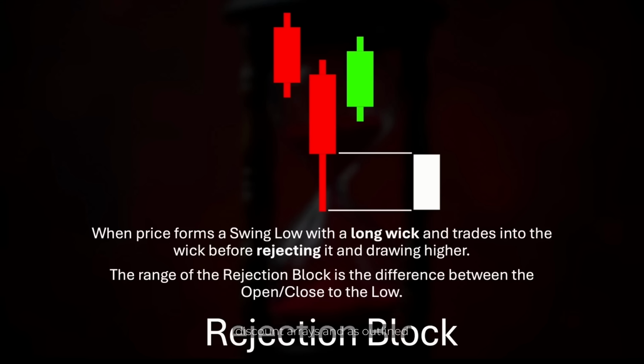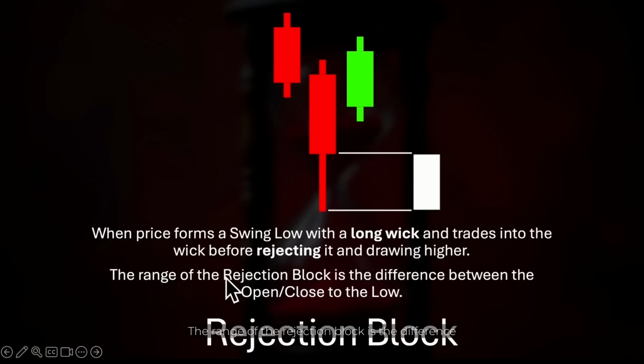And as outlined with the premium arrays as well, the discount arrays begin with the rejection block creation. A rejection block gets created when price forms a swing low with a long wick and price trades into the wick before rejecting it and drawing higher.